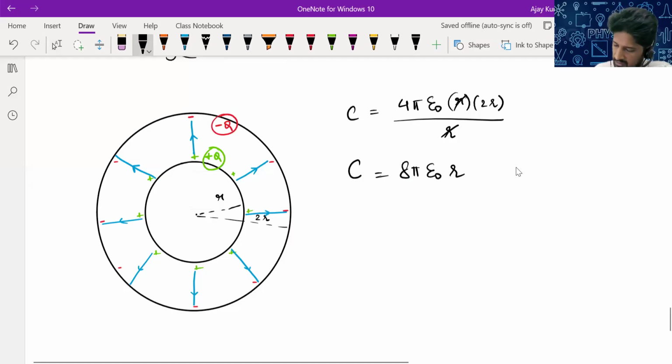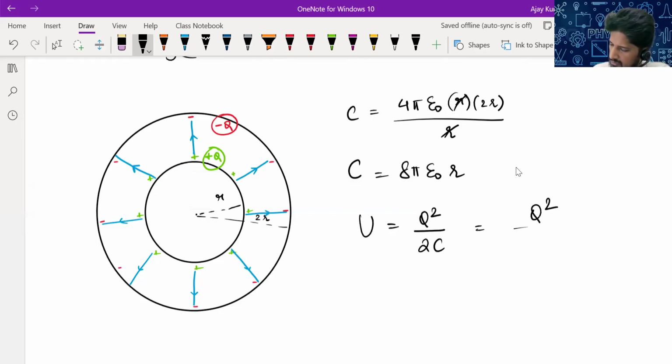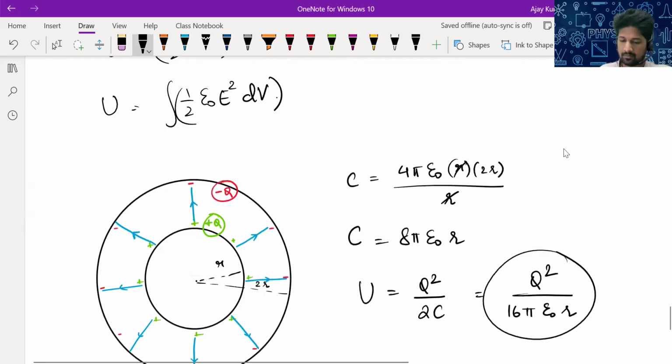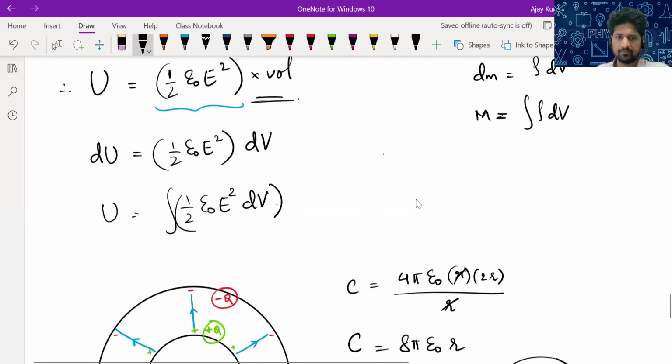Now for the energy part. You know the charge, so you can use Q square by 2C. That's all. So Q square by 2C means Q square by 16 pi epsilon naught r. That's the energy between these two spheres. Okay, that's the energy in this system. Now let us try to derive this by integrating the electric field.